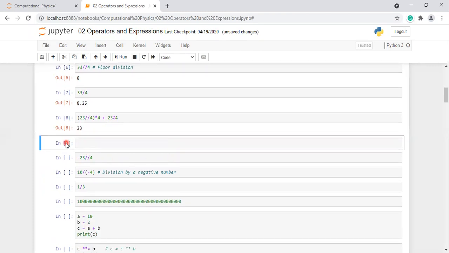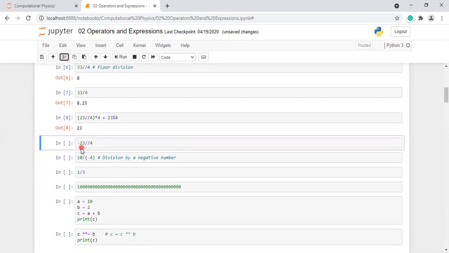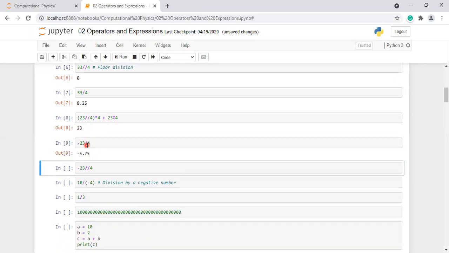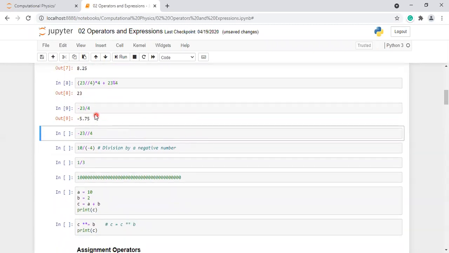So let me remove this. What will be the answer for minus 23 by 4? This is floor division. Before this, let me add minus 23 divided by 4. Shift enter. Look here, minus 23 divided by 4 is minus 5.75. So minus 23//4 is the floor division. What will be the answer?